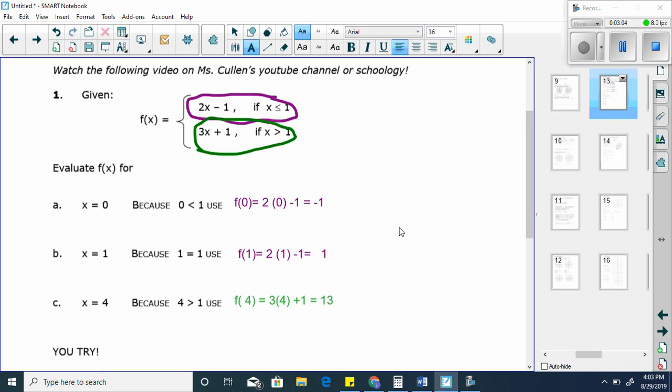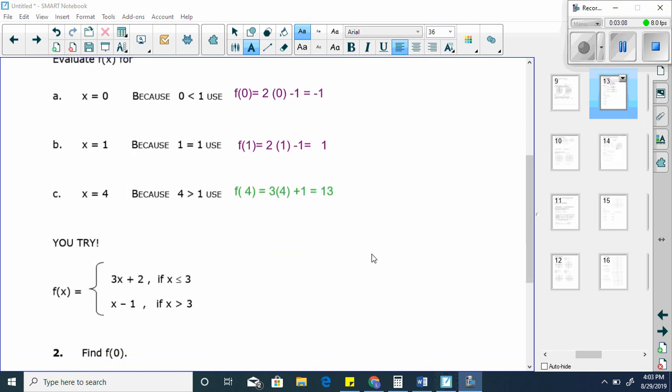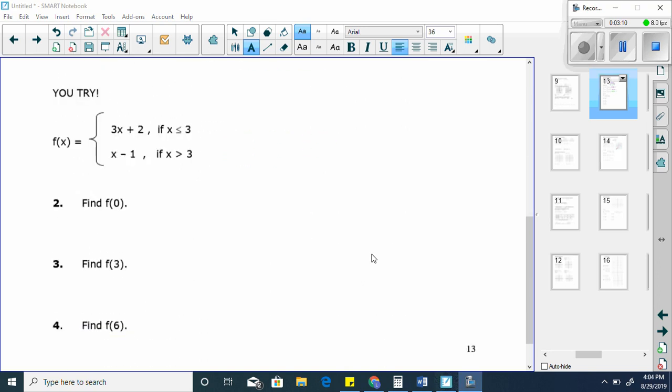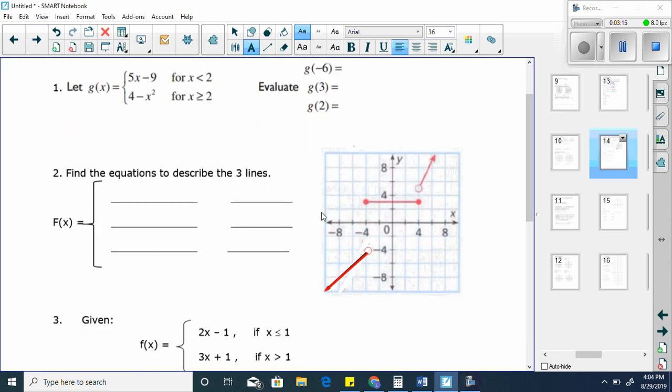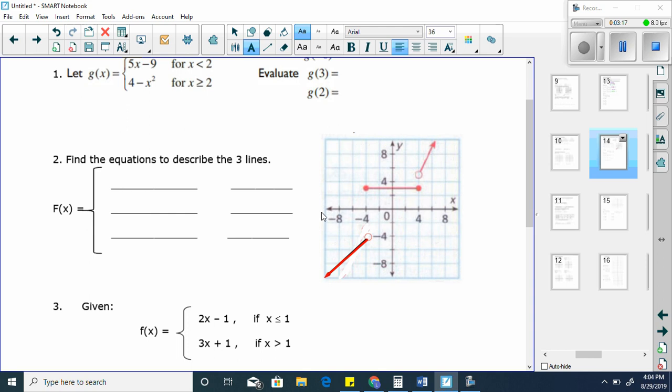And that is all for evaluating. That should help you enough to try down here. So when you come in tomorrow, I'd love to see this. Now, flip the page. I'm actually going to help you with graphing as well. So hopefully you haven't stopped my video by now and you're going to watch this part as well.